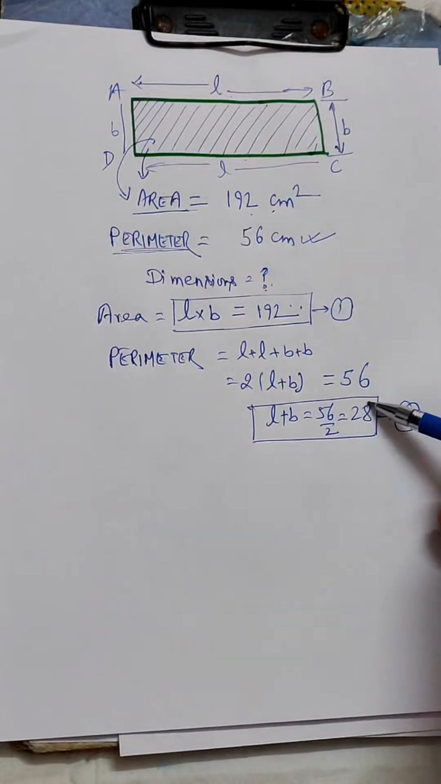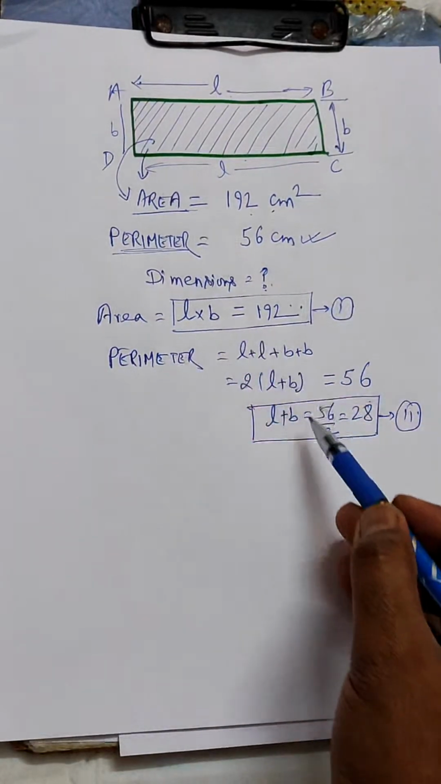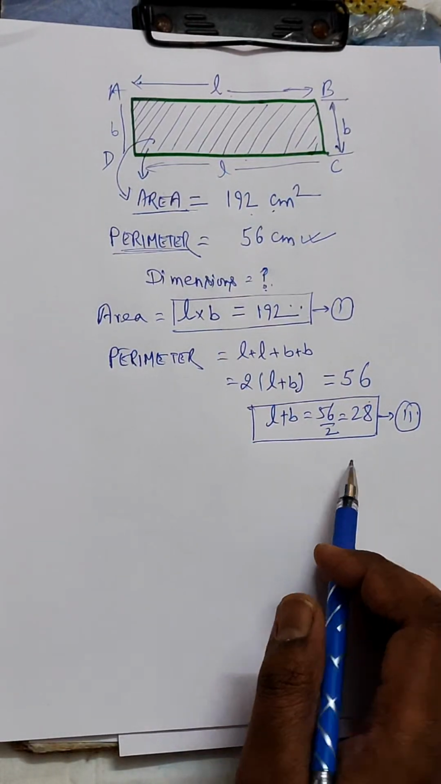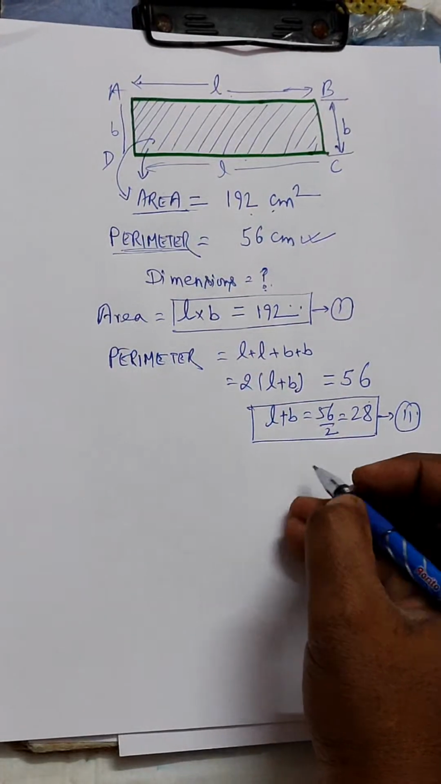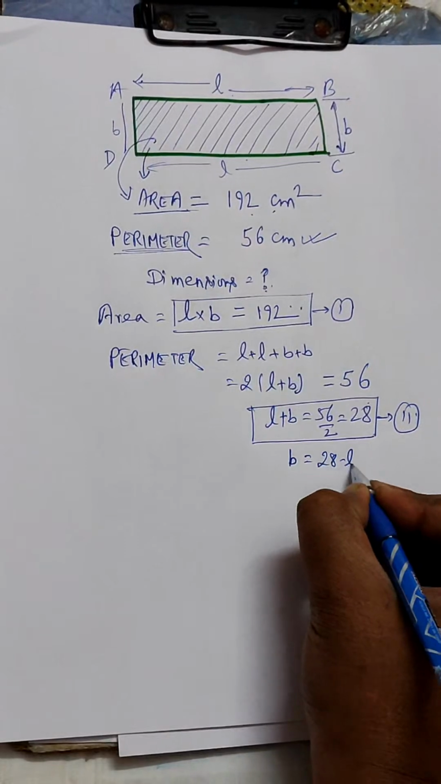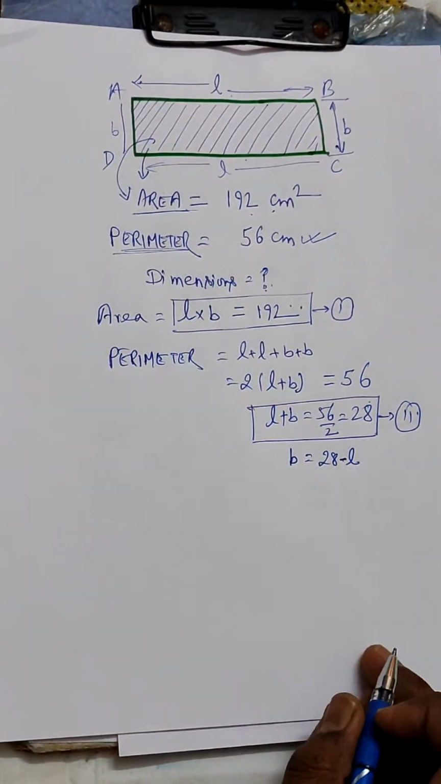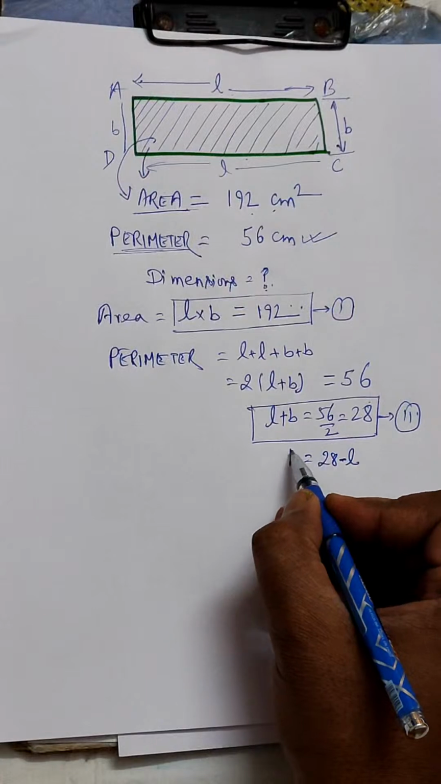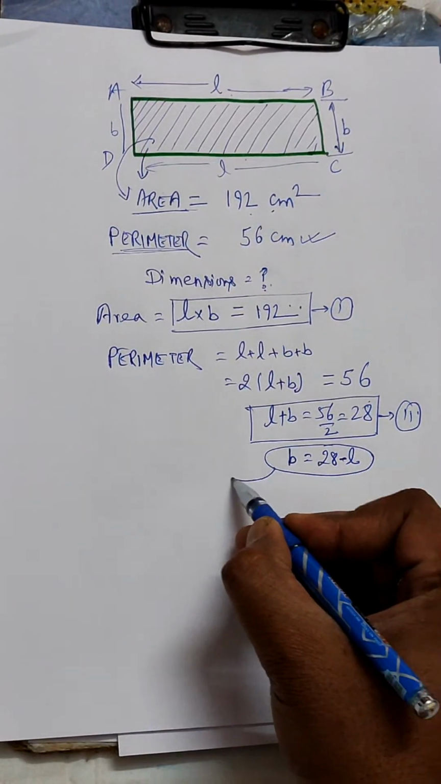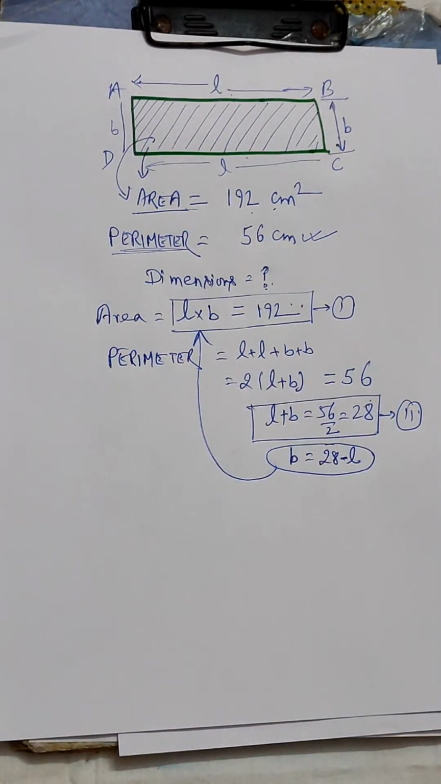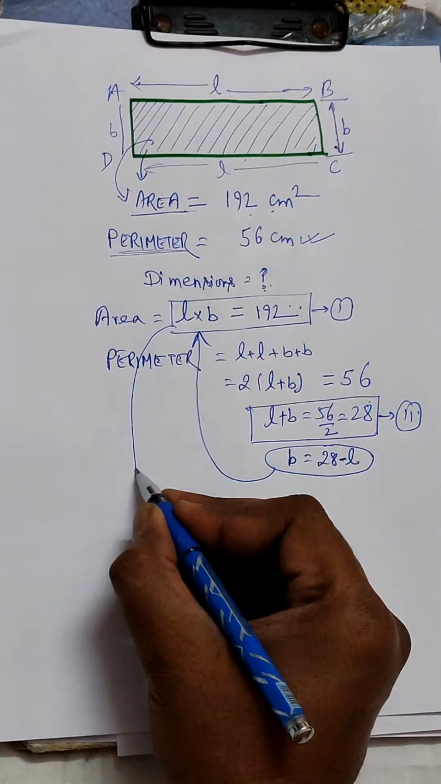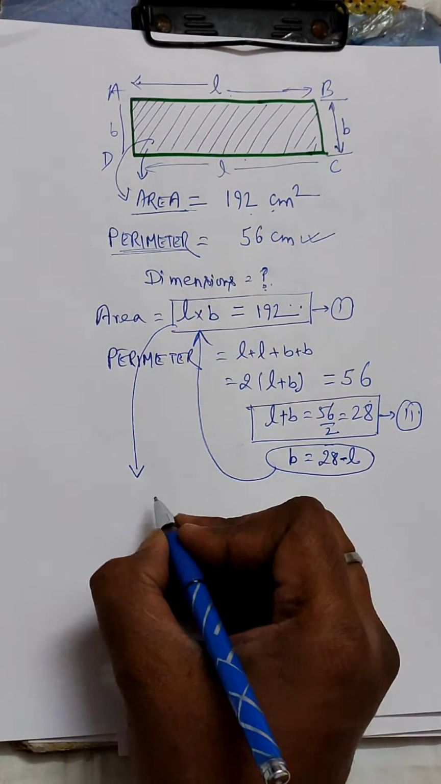We have two equations and we have two variables in form of L and B. So we can solve it, right? So what you will do from here, just put up the value of B as 28 minus L. From equation number 2 we can write it, right? So since B equal to 28 minus L, put this value into equation number 1. When you put this value into equation number 1, equation number 1 will look like this.